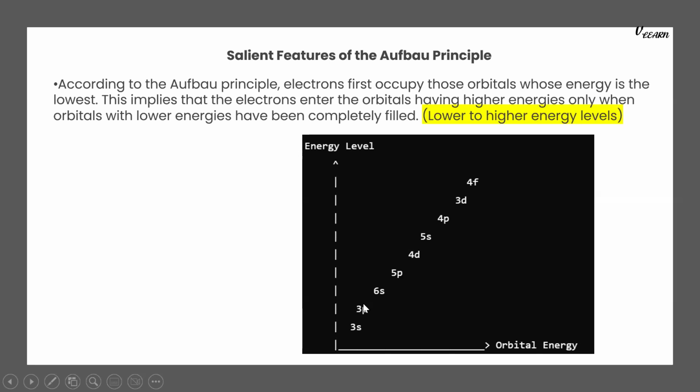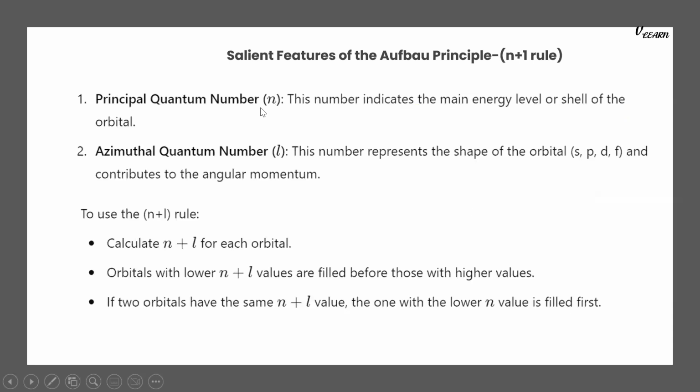So you can see here the 3p orbital is filled, then the electrons will jump to the 4s orbital, then it is coming back to the 5p orbital. For that, we have to understand the n+l rule. To understand the n+l rule, we need to have some idea about the principal quantum number and the azimuthal quantum number.